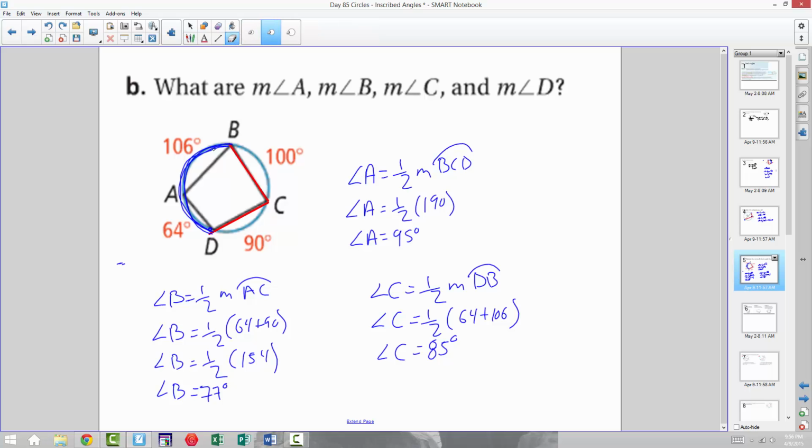And then now we can do angle D. There's two ways to do angle D. You can do the inscribed angle, or you know that ABCD is a quadrilateral and there's 360 degrees in a quadrilateral. So you could subtract 77, 85, and 95 from 360 and get angle D. But I'm going to use the inscribed angle rule.